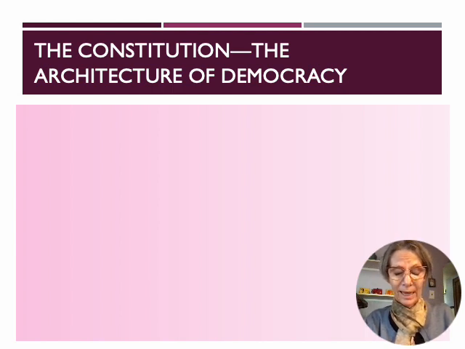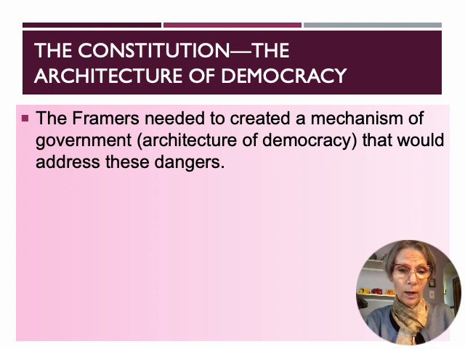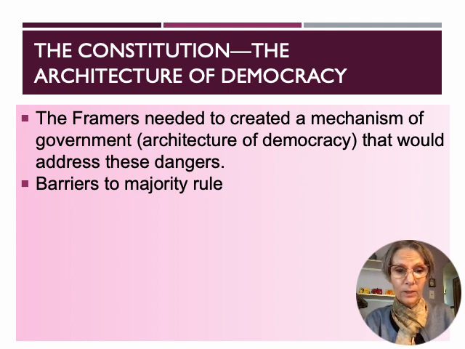So the framers, given their understanding of human nature as being prone to abuse power if that power is not checked, the framers are those who went to the Constitutional Convention and actually created this document. That's what the framers refer to. They knew that they needed to create a mechanism of government within this Constitution, like a blueprint of a democratic government, and I call it the architecture of democracy, that would address these dangers, right? These perceived dangers that could bring a democracy to its knees.